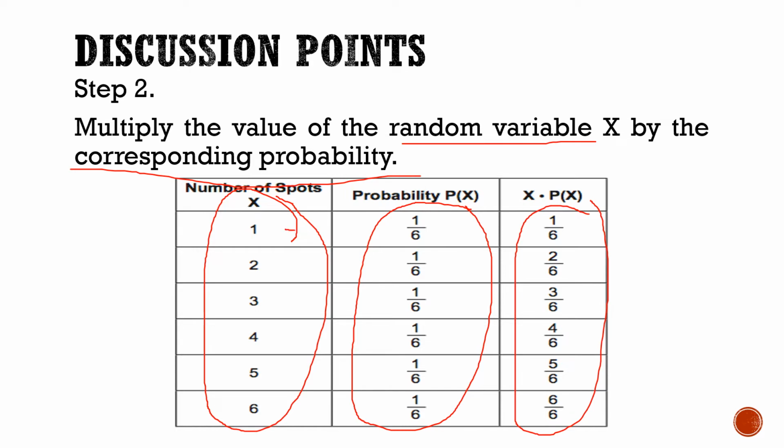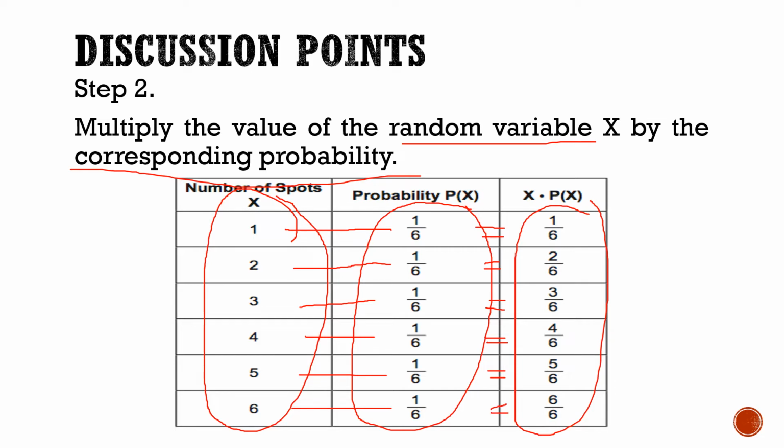Now, if we multiply 1 by 1/6, that will be equal to 1/6. Your 2 multiplied by 1/6 will be 2/6. Same thing with 3. 3 multiplied by 1/6 will be equal to 3/6. Your 4 multiplied by 1/6 will be equal to 4/6. Then 5 multiplied by 1/6 will be equal to 5/6. Then 6 multiplied by 1/6 will be equal to 6/6.